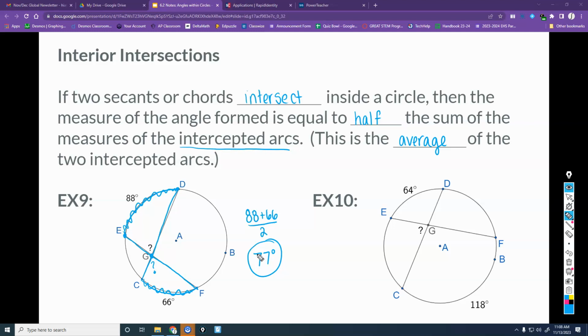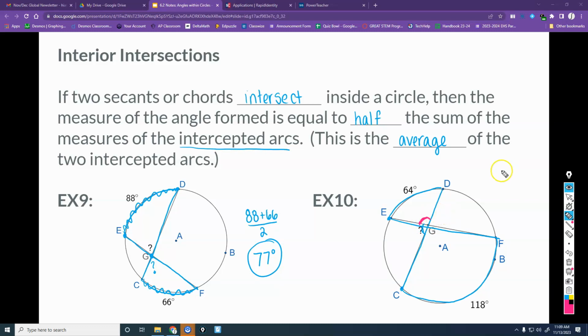Okay. 10 is very similar, but here you've got your two lines right here. It's asking for this angle right here, but I don't know either one of those arcs right there. However, they do give me 64 and 118. They do give me these two arcs. So I could find this angle right here. That is going to help me find my other angles.